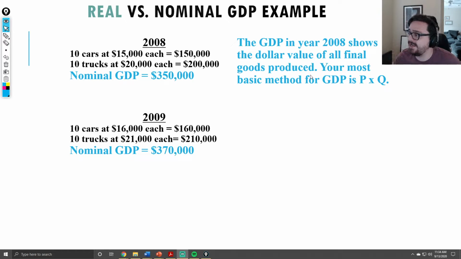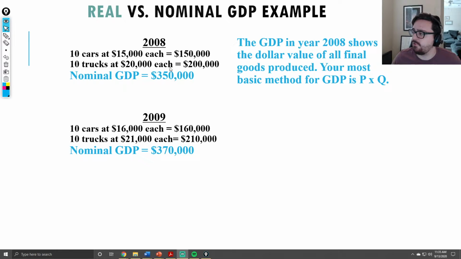In 2009, same country, still sells 10 cars and 10 trucks, but the price has changed. Their nominal GDP is now 370,000, right? Because the way we find GDP is just really price times quantity. When prices go up, the nominal GDP goes up. But based on what we've already talked about, is this country better off? Probably not. Because all that happened here was that the prices went up.